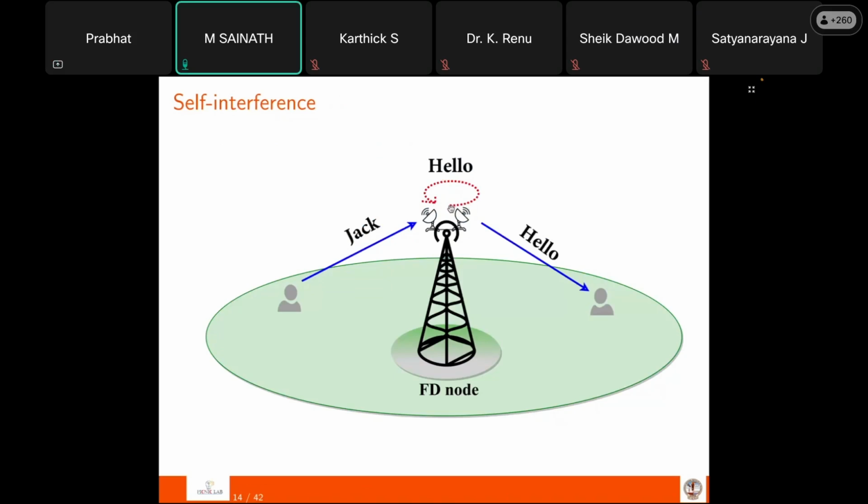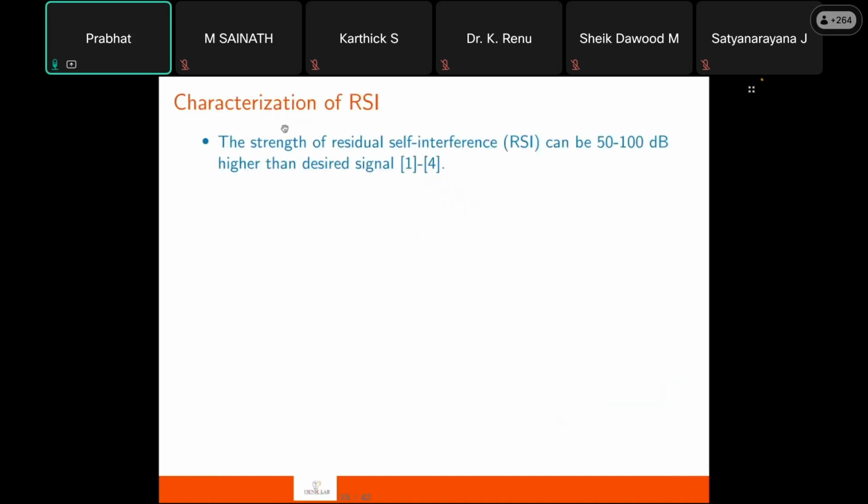Please continue. Yeah. So because the signal is coming from the same antenna of the node itself, the distance between these two antennas is very less. So this is going to be a high power signal compared to the signal which is coming from a far distance. So this signal is called the residual self interference or self interference, or sometimes it is also called echo interference, because it is a kind of an echo. Okay, so the modeling or characterization of this residual self interference is very critical, because this RSI signal can be 50 to 100 dB higher than the desired signal.